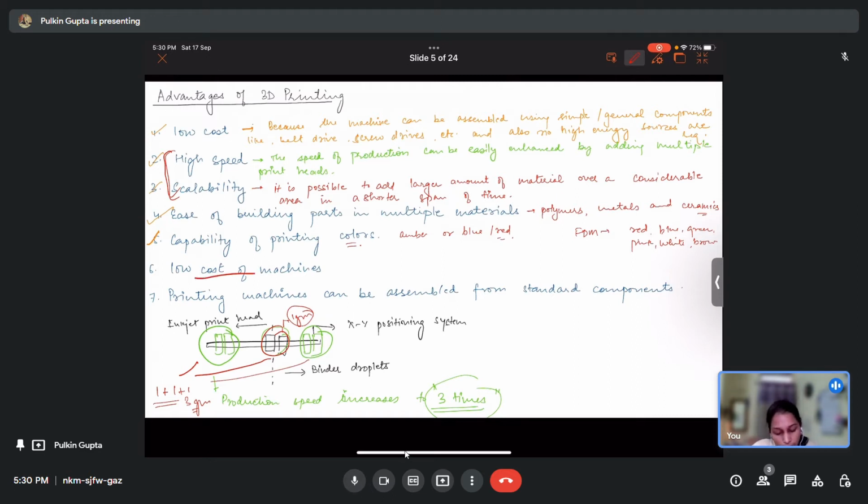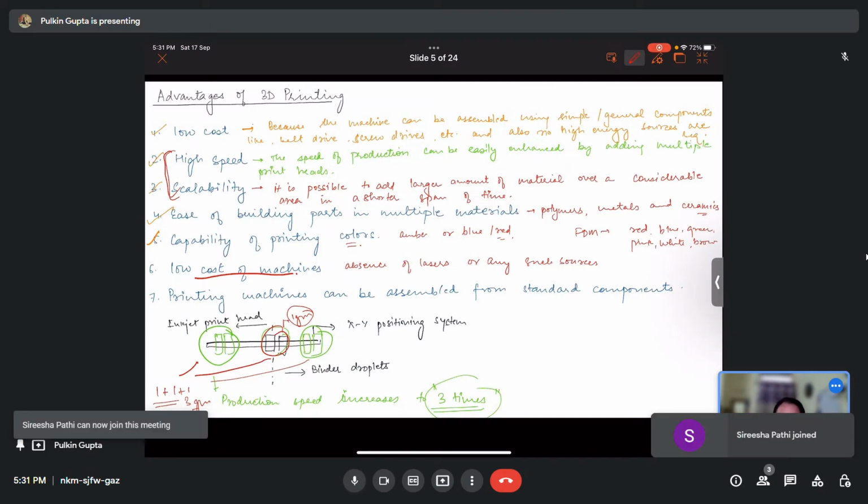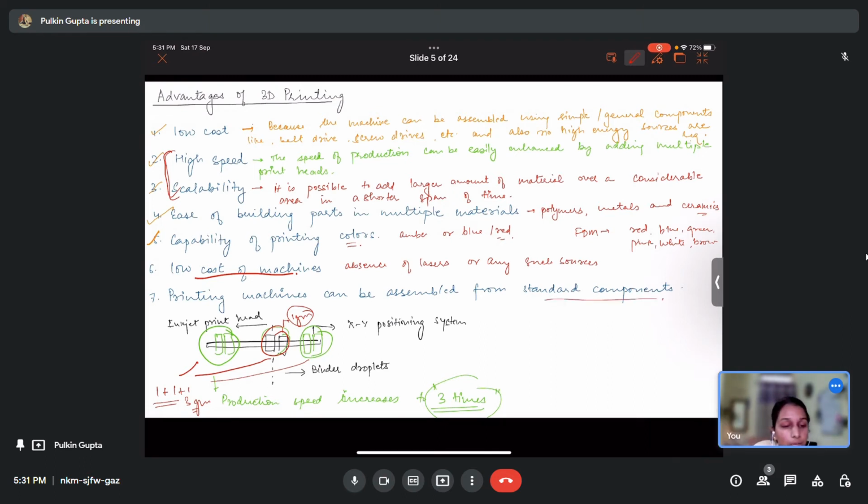Now the cost of the machine is low. This has been discussed, because of the absence of any high power sources like lasers or any such sources. So these are the reasons why the cost of the machine is really low. And the printing machines can be assembled from standard components like your normal belt drives or lead screws and normal nuts and bolts.